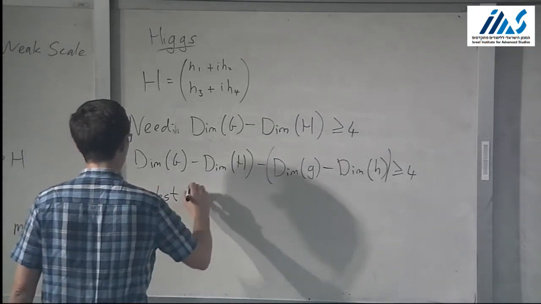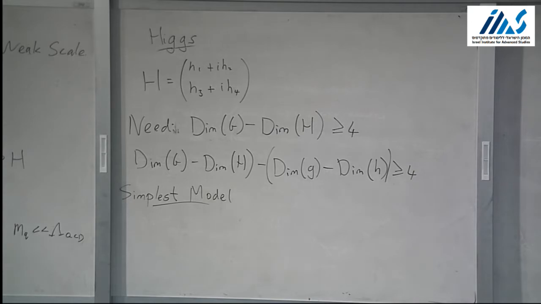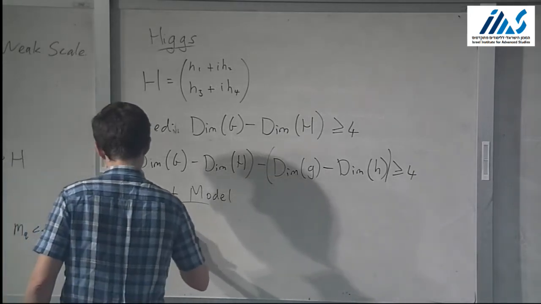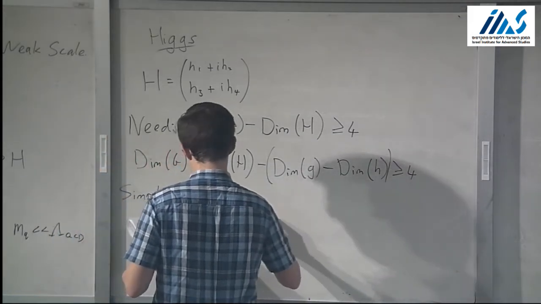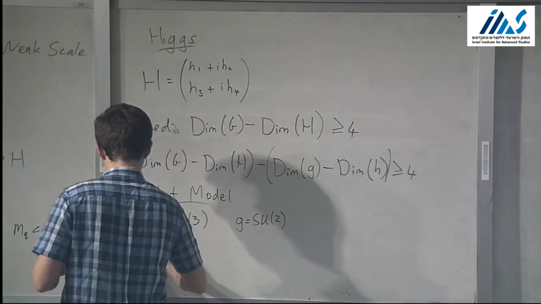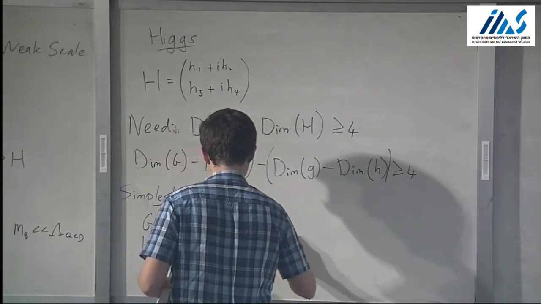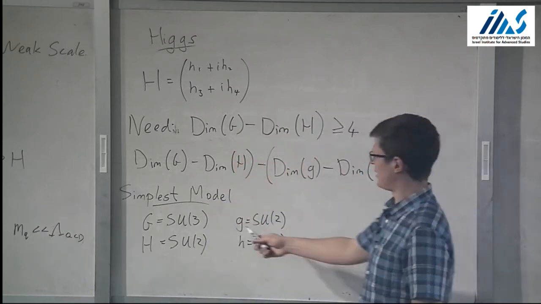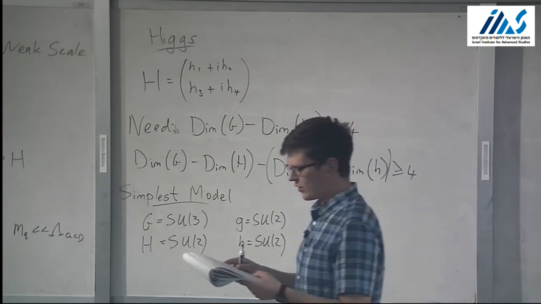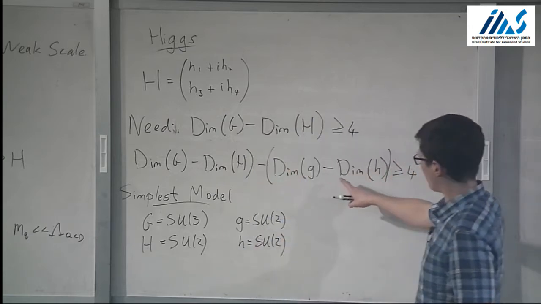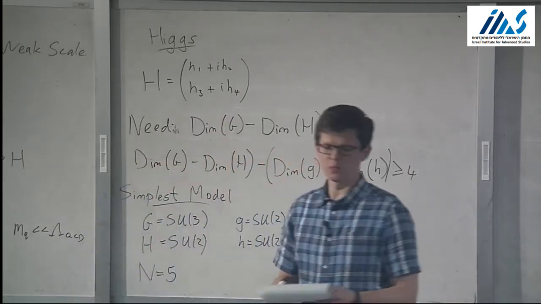It turns out that the simplest model has a bunch of problems, so it's not a good description of nature, but it will at least illustrate the main features for us. So what we will pick is big G is SU3, little g is SU2, big H is SU2, and little h is SU2. In other words, G is SU3, and we're going to gauge an SU2 subgroup of SU3. Now you can see if you do the numerology, we've got a problem here because we get that n is actually equal to 5, not 4. So we get one extra scalar.